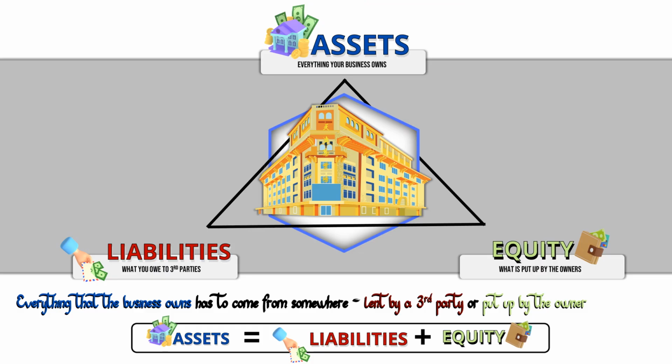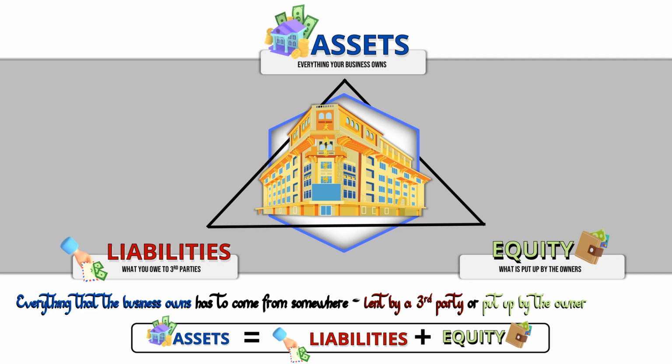So going back to the very first lecture, the general idea naman or the golden equation for accounting would be everything that you own, which are your assets, has to come from somewhere, right? So either you're financed by your liabilities or something that is lent by a third party, or it is something that you put up as an owner. So that would be your equity.